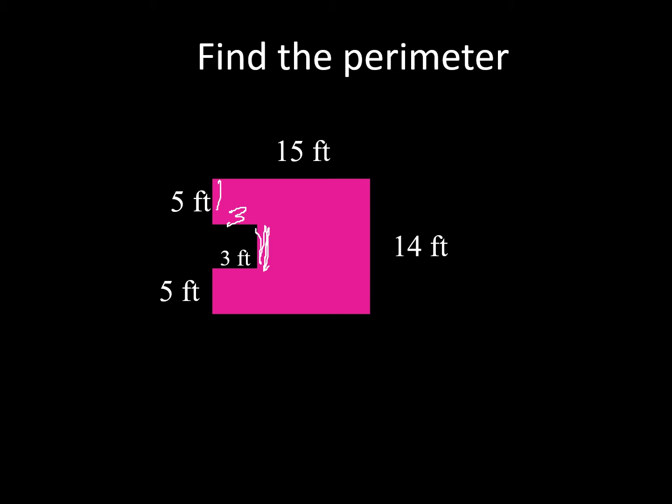You got 5 going up and down. You need that piece going up and down. You got another 5 going up and down, but you got a 14 over here for the whole thing. So that missing piece right there needs to be 4. Now we can add them all up. 15 at the top, 15 at the bottom is 30.